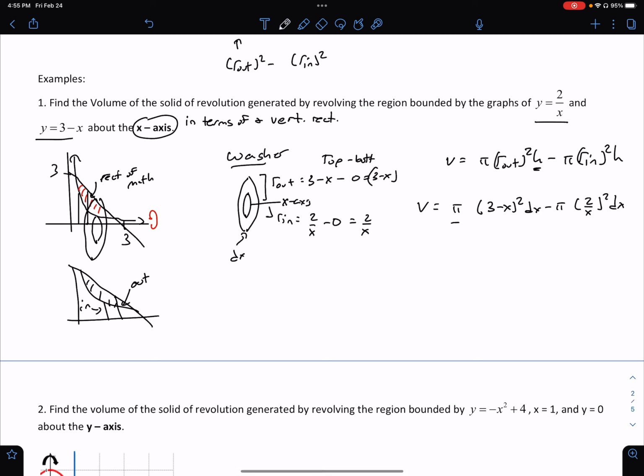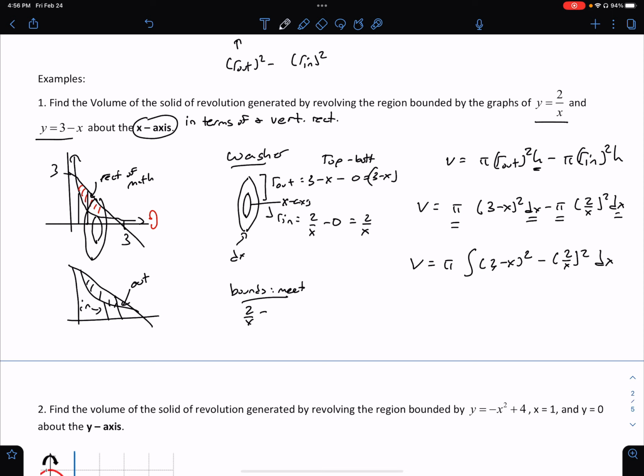And because they both have a pi and a dx, I can just factor all that out. Pi, and what I'm left with is this (3 minus x) squared minus (2 over x) squared dx. Now, we do have to find the bounds, and the bounds are just where they meet. So let's go ahead and do that real quick.